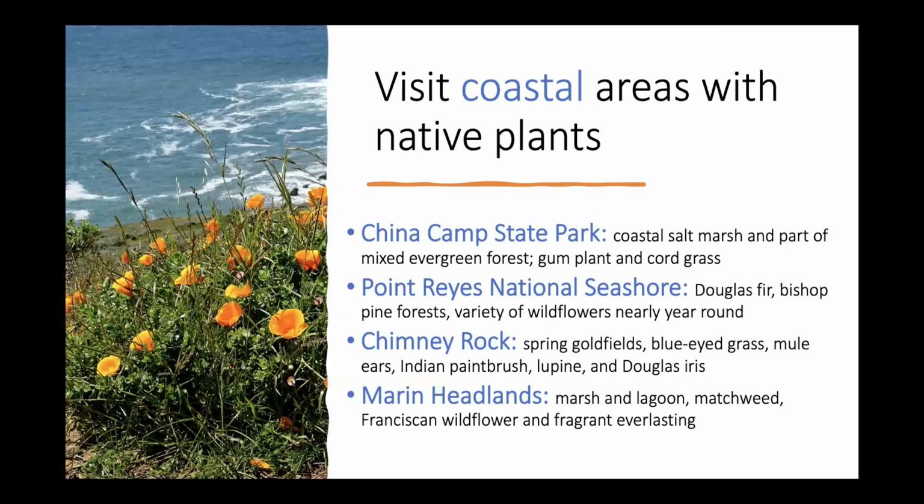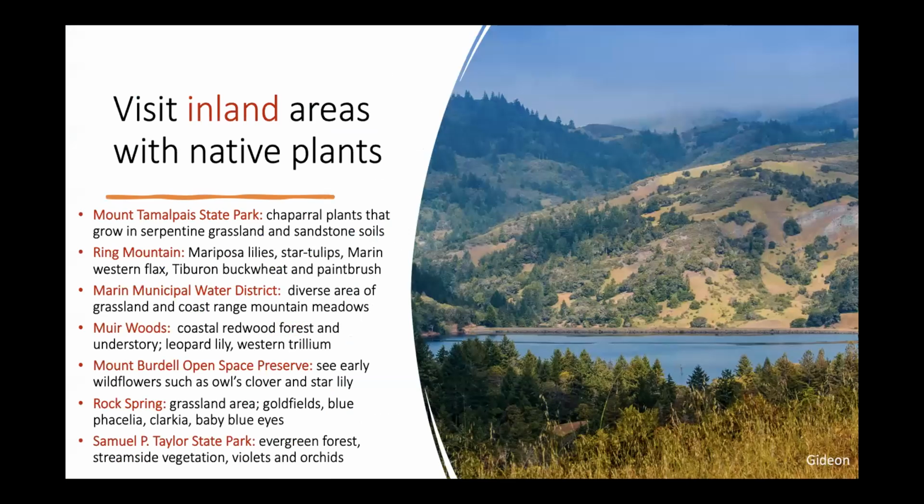And of course, we all have access to all these gorgeous areas within Marin. If you want to see coastal native plants, again, this is all going to be in the resource list, so no need to jot it down. But there's just so many incredible plants and places to see in Marin, on the coast or inland. From Mount Tam to Samuel P. Taylor Park, all through Muir Woods, we just have this incredible array of natural beauty in Marin.